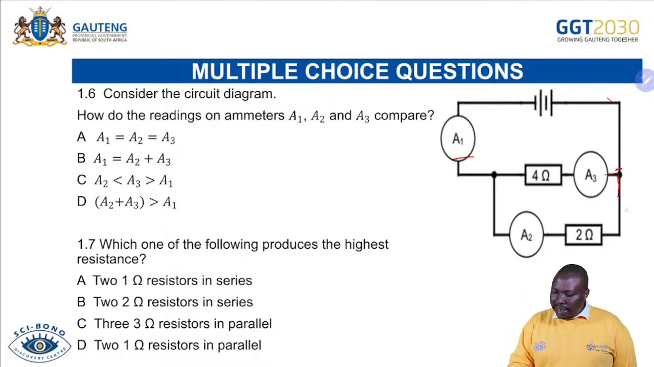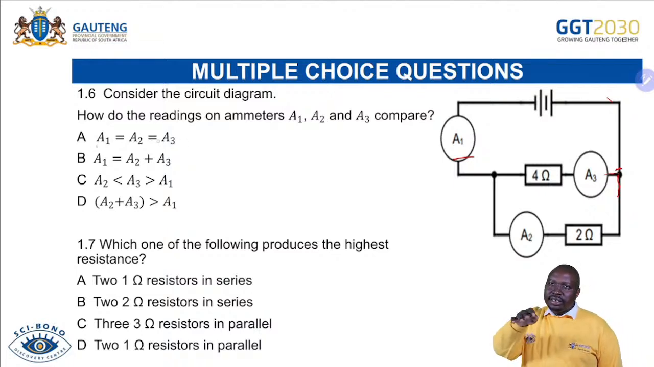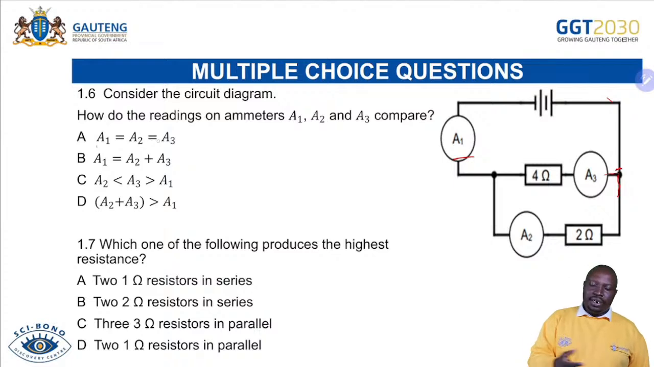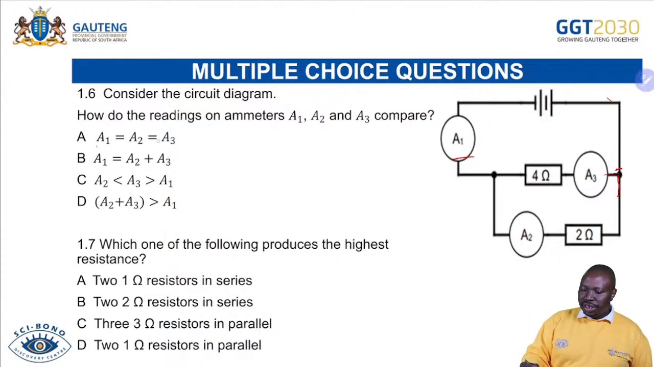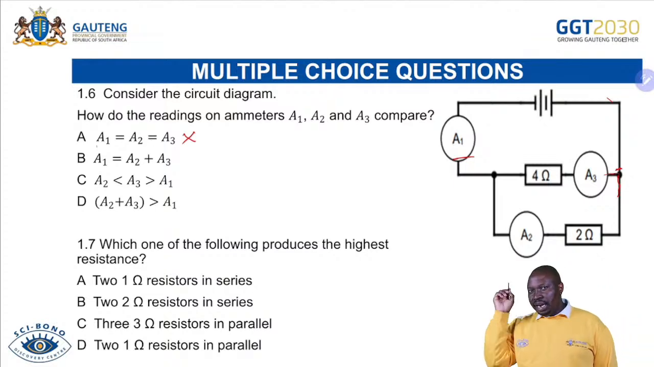And then you have A1. The statement number 1 is saying A1 equals A2 equals A3. You know that this only applies in a series circuit where the current will remain the same. So it won't be the case because this is a parallel combination. The current does not remain the same. What remains the same is the potential difference. So number A cannot be correct.